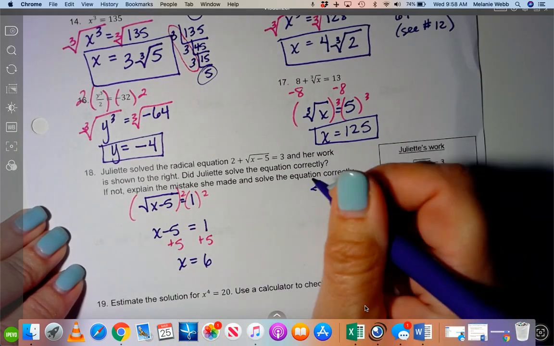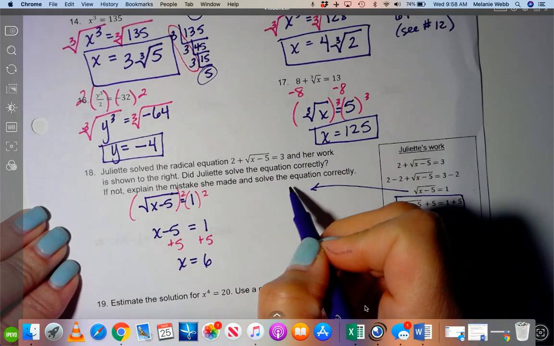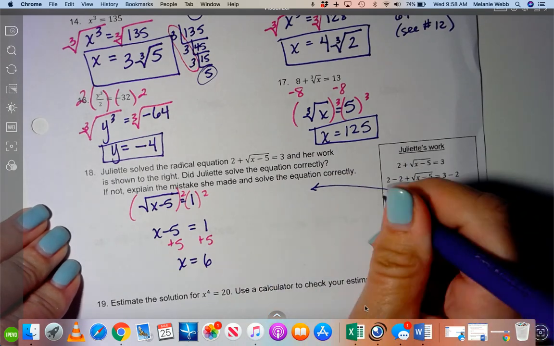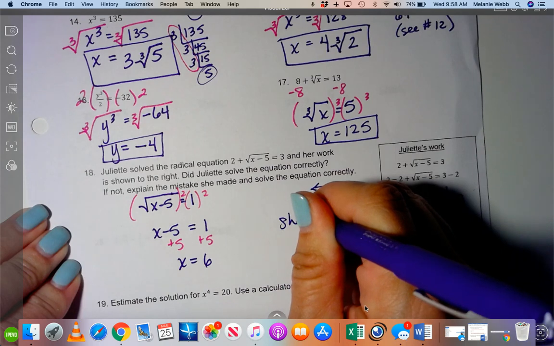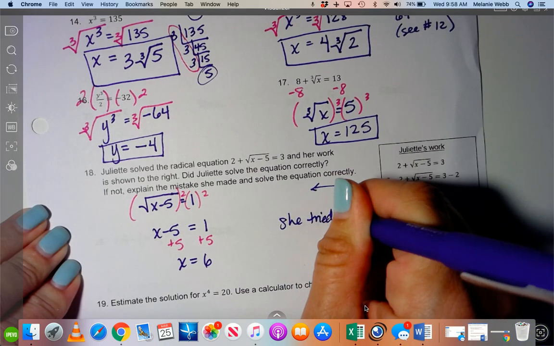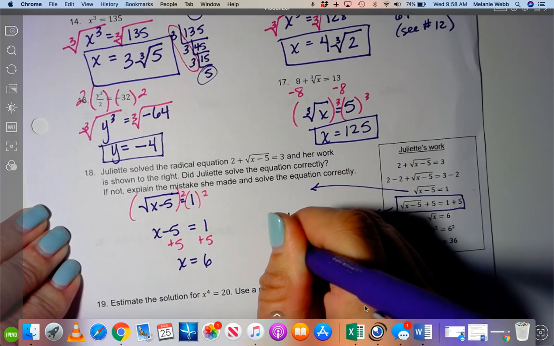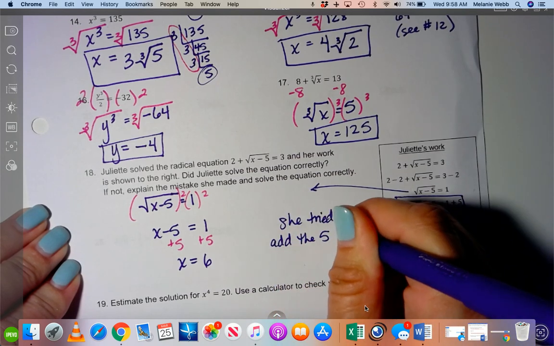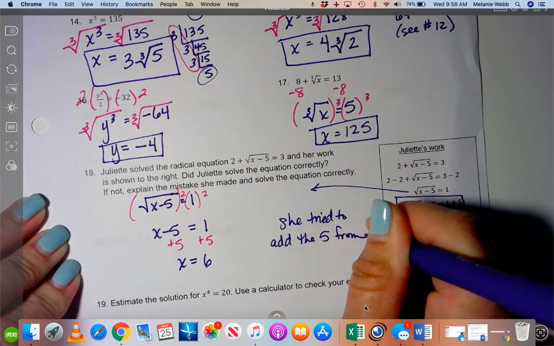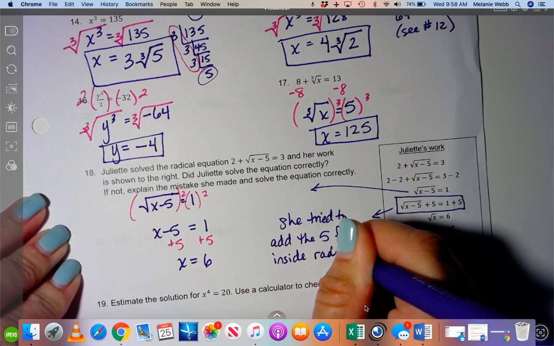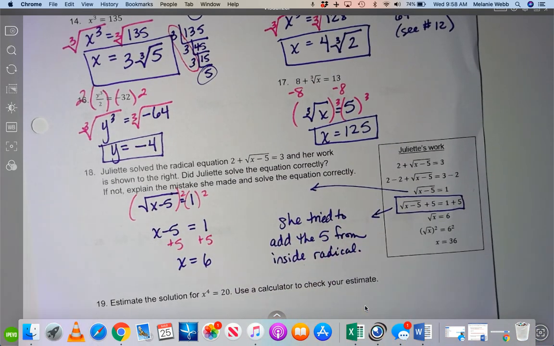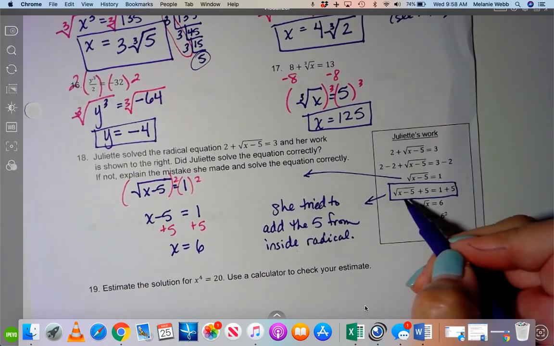So when it says explain the mistake she made, well, here she tried to add the 5 from inside the radical. Something like that. Can't do that. Sort of trapped in there.